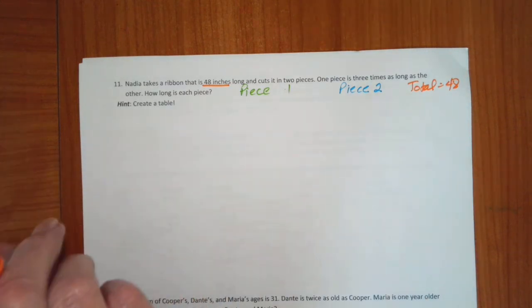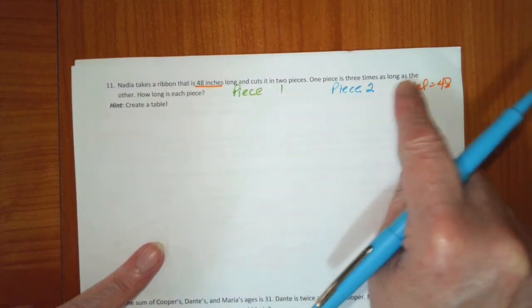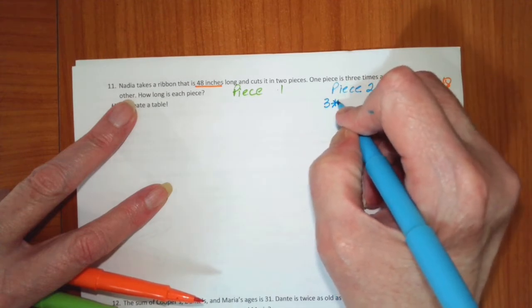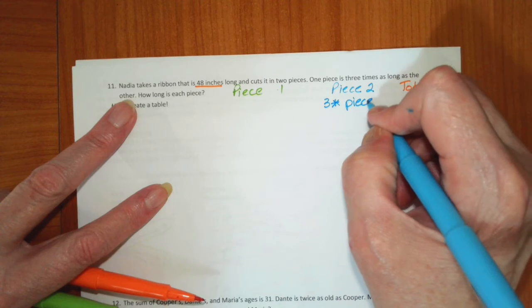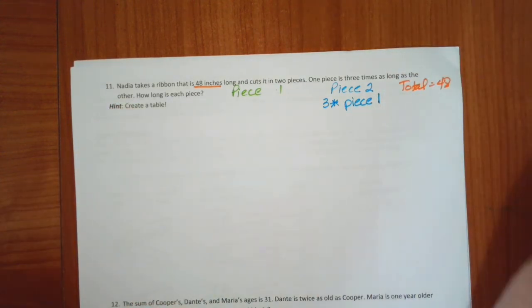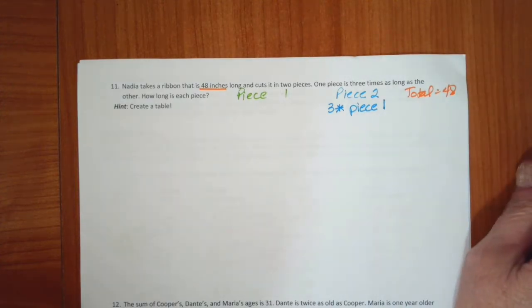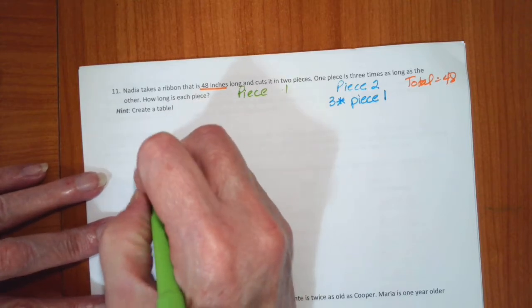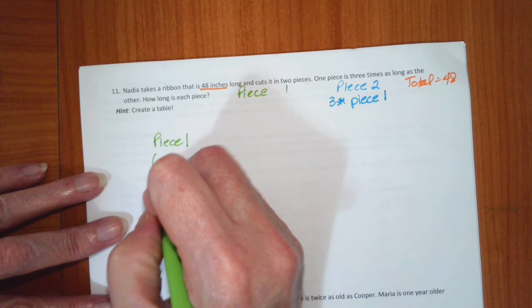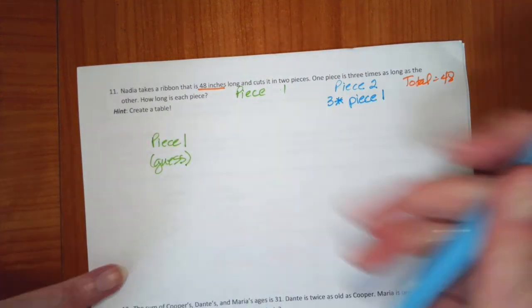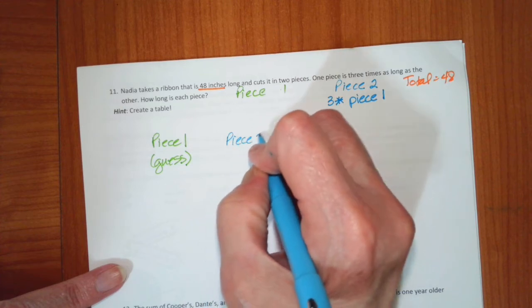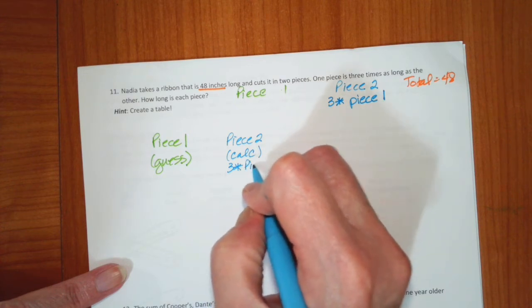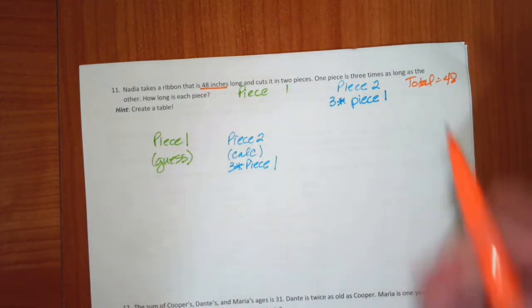Okay. Now it doesn't tell us which one is piece 1 and piece 2, so it says that one piece is 3 times as long as the other. So let's say that piece 2 is 3 times piece 1. They didn't give me anything about piece 1, so that's where I'm going to start my guess. And I'm not going to draw a table. You don't have to be quite as formal in that. So I'm going to have piece 1, which is my guess, piece 2, where I'm going to calculate 3 times piece 1, and then my total.